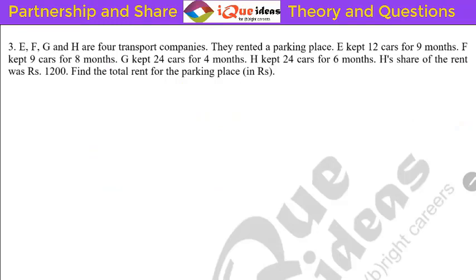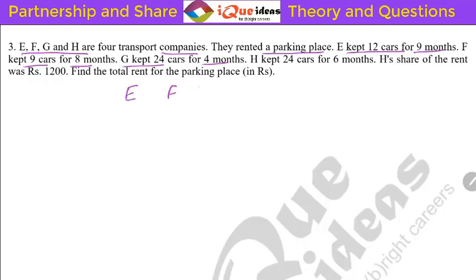The next question says E, F, G, H are 4 transport companies. They rented a parking place. E kept 12 cars for 9 months. F kept 9 cars for 8 months. G kept 24 cars for 4 months. So in place of cows, now we have cars. So it's the same concept, right? So let's directly put it like this.